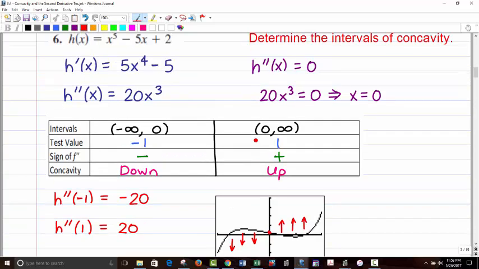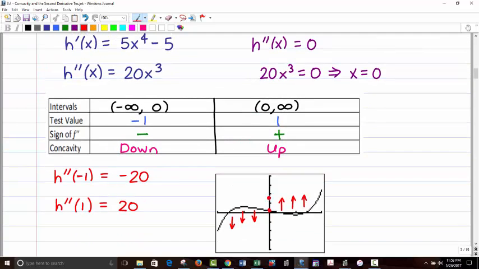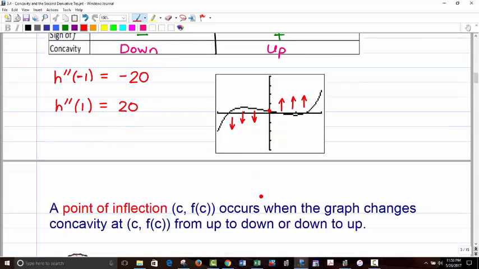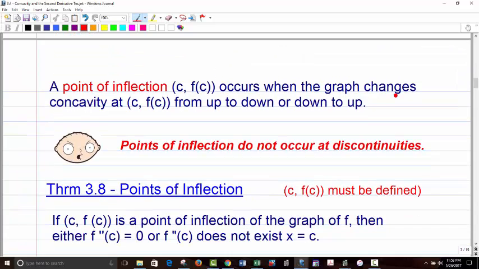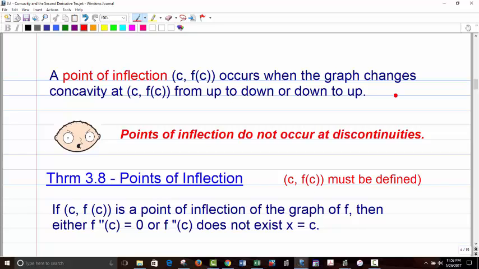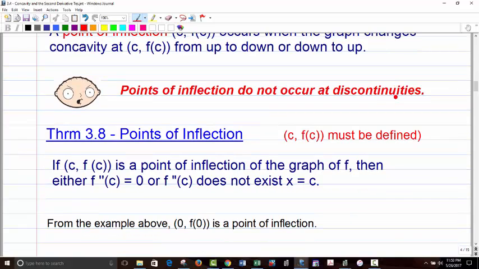I must have this scaled by tens since the 2 is so close down there, especially with that x to the 5th, to make everything fit on there properly. And there's Stewie telling us that points of inflection do not occur at discontinuities, and we know that Stewie is never wrong.